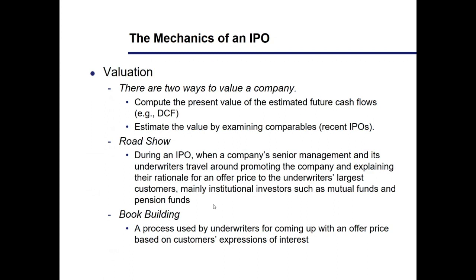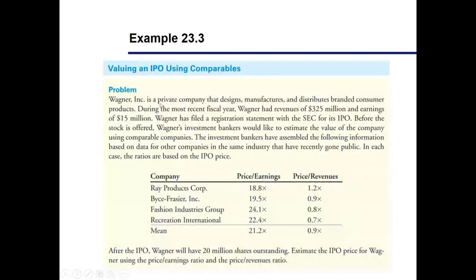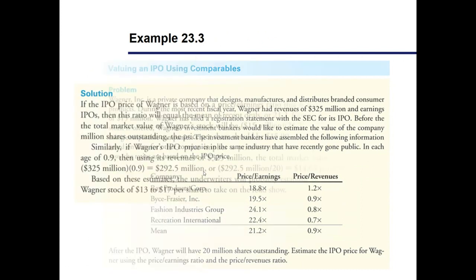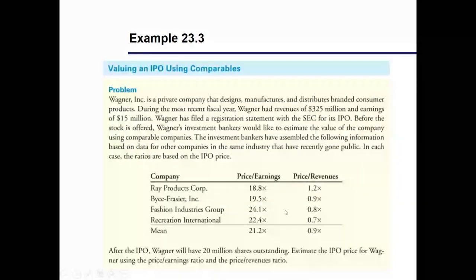Okay, so you can use different types of comparables: price to earnings, price to revenue, and so on and so forth. I don't need to go into detail, you can read it, but it's very straightforward to have this kind of comparables of firms in the same industry, where you believe that these firms are comparable to the firm that you are going to do an IPO for.